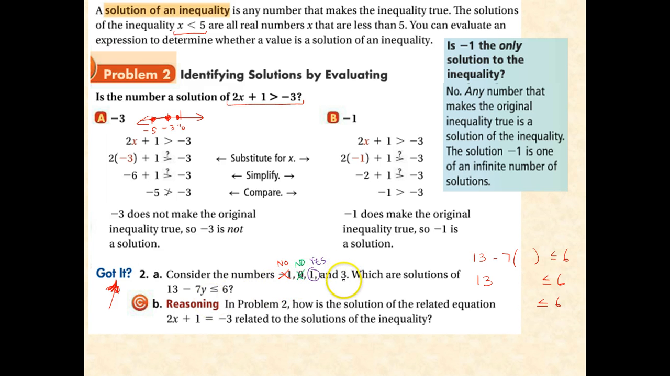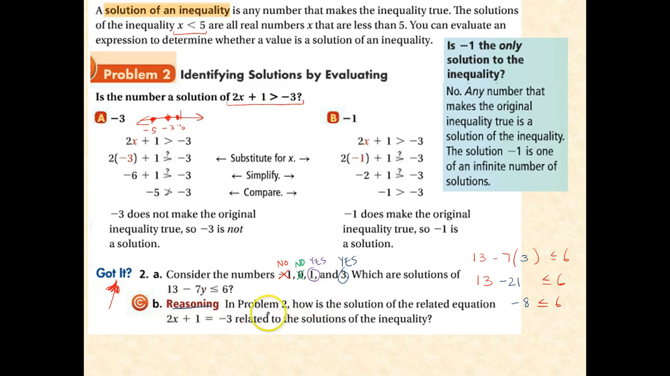And what about 3? Negative 7 times 3 is negative 21. 13 minus 21 is going to be a negative number, negative 8. And is negative 8 less than or equal to 6? Totally, it's less than 6. So 3 is a solution.